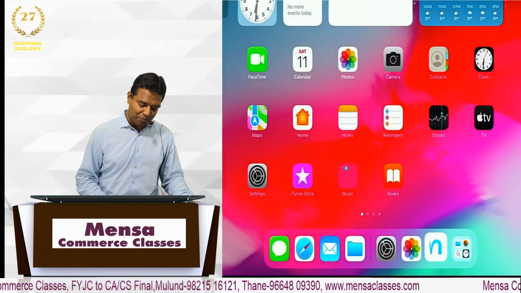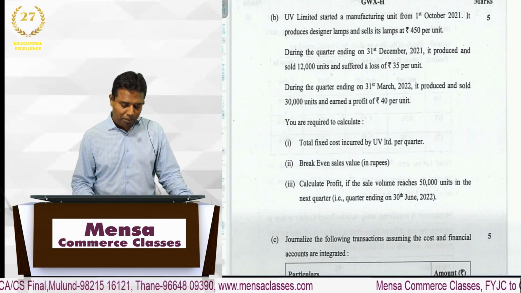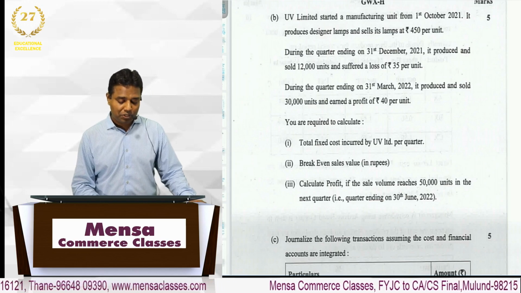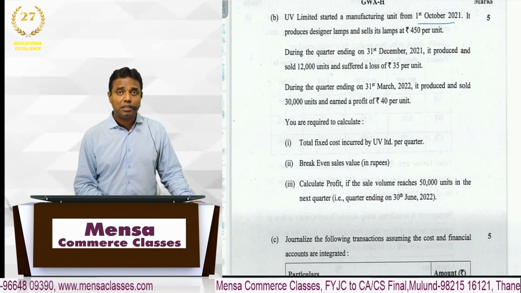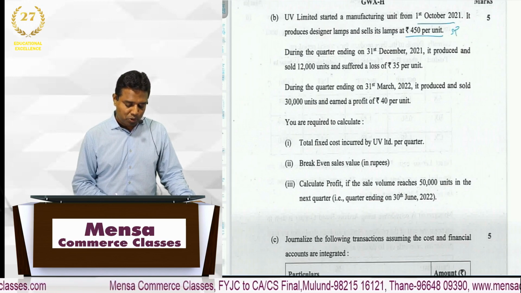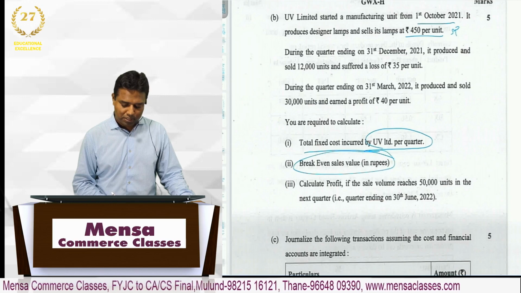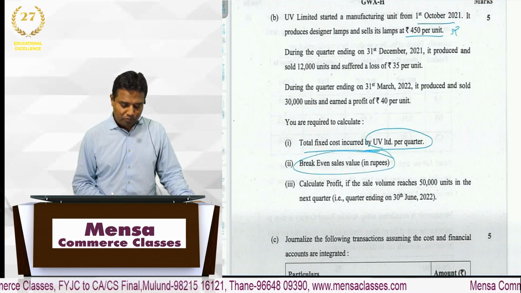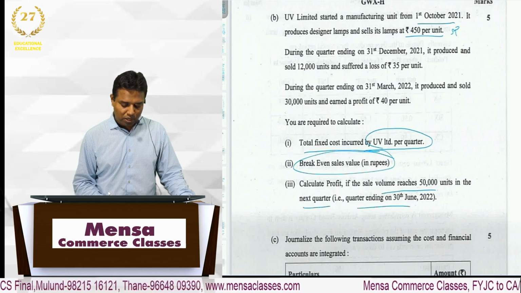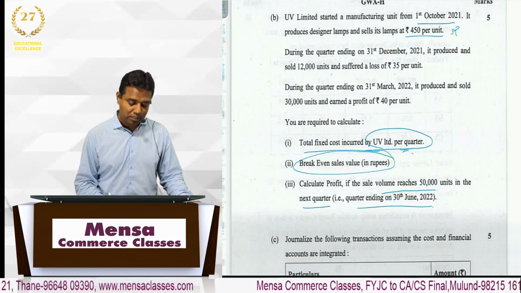Good. Next, let's move on to the next question. That is your question number B part. So let's see what's given in B part. UV Limited started manufacturing unit from October 1. It is producing designer lamps, selling at 450 per unit. This is the selling price. What are we supposed to do? Find the total fixed cost incurred by UV during the first quarter, the BEP in rupees, and calculate the profit if the sales volume reaches 50,000 in the next quarter, that is the quarter ending 30 June 2022. First of all, you are supposed to calculate the fixed cost.